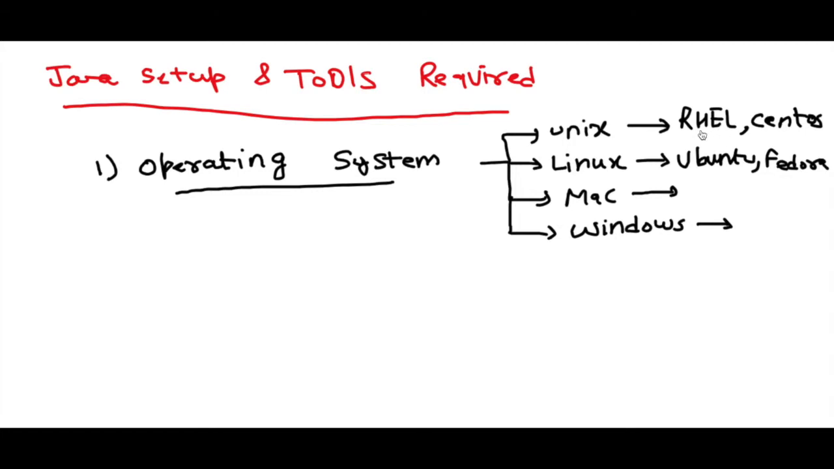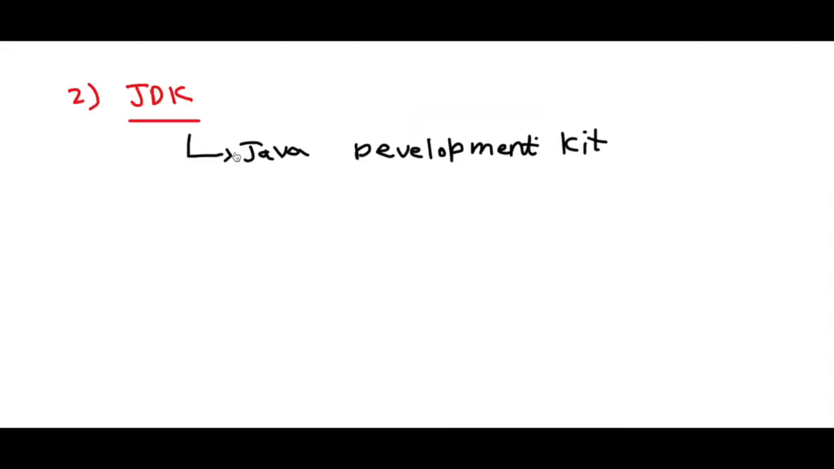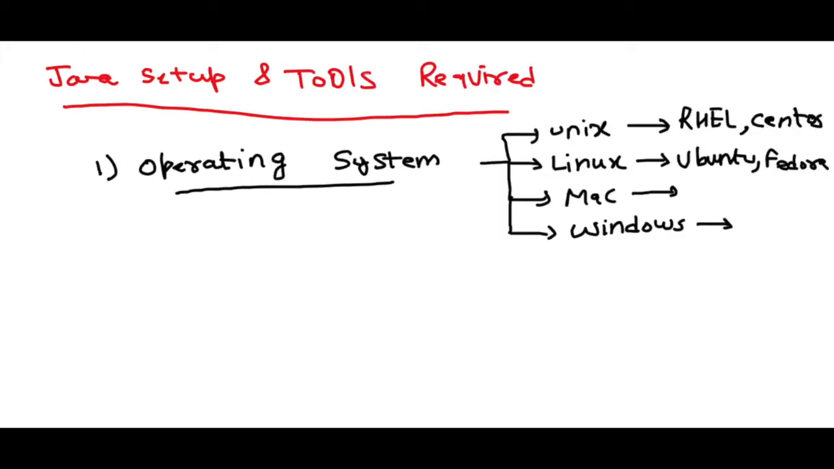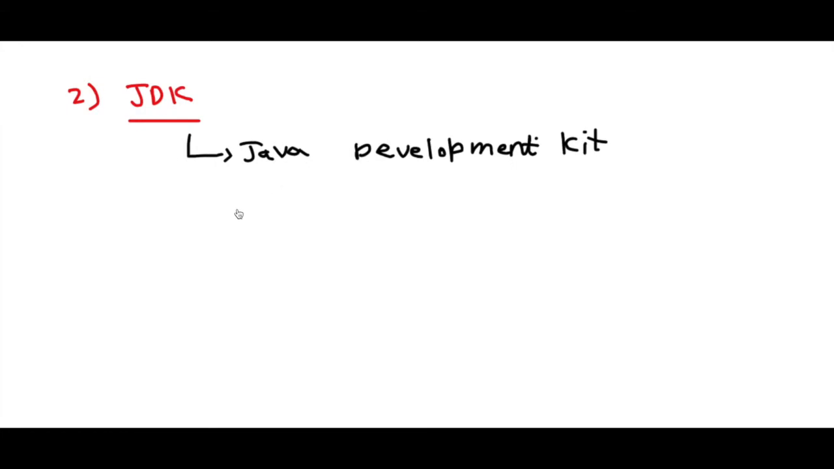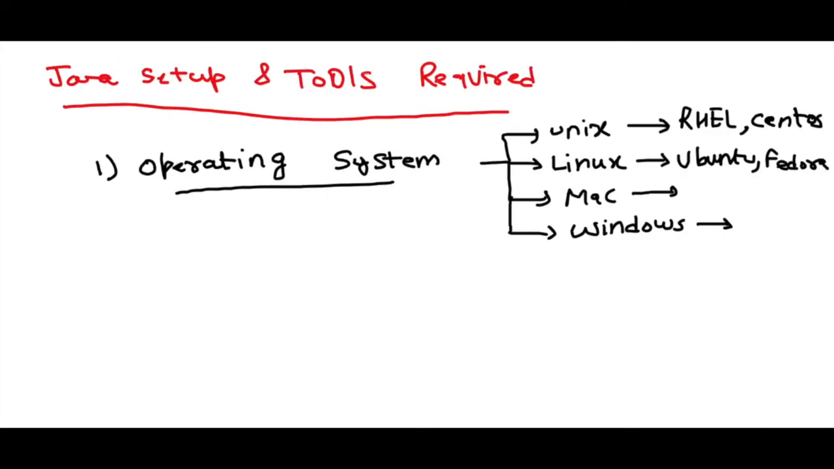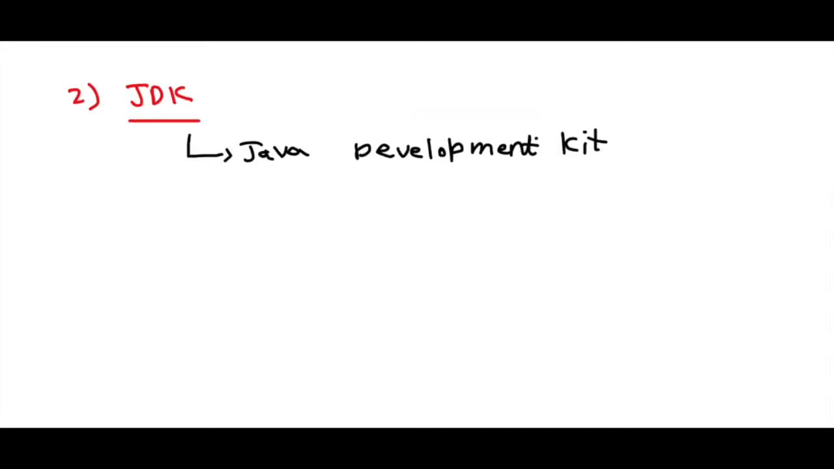JDK is available for each of the operating systems, and the second mandatory thing you need to have in order to run your Java program is that JDK should be installed on whichever operating system you are using, right? I'm not going into the step-by-step installation of JDK because the JDK packaging would be different for each operating system. Whatever operating system you are using, you can download the JDK version for that operating system from the internet, and install it on your machine, right?